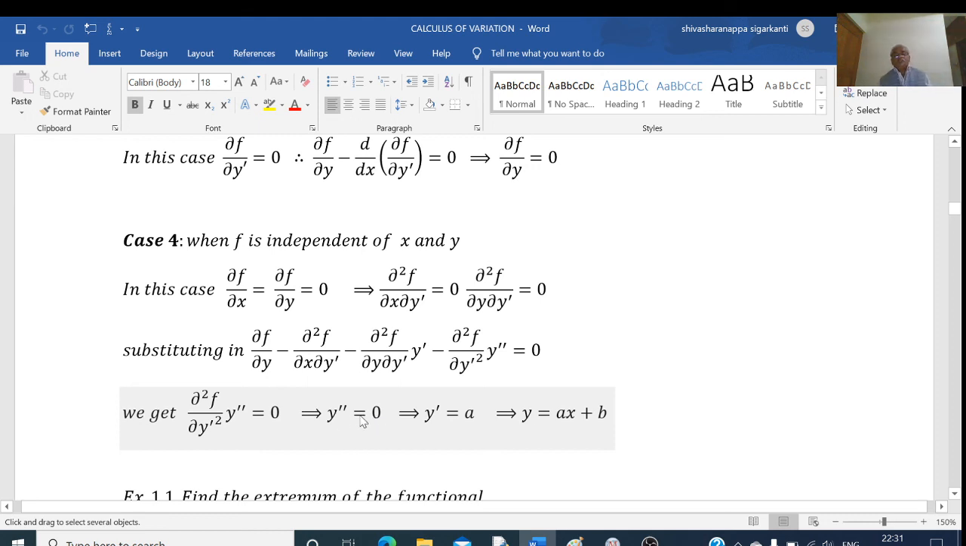Now if I integrate y'' with respect to x, this gives y' equal to a constant of integration, say a. Again, if I integrate y', I get y equal to the integration of a, which is a x plus a constant of integration, say b. So I am getting this equation, y = ax + b. That is, suppose f is independent of both x and y, directly we can write the solution. So that solution is y = ax + b. Okay, thank you. I will stop here.